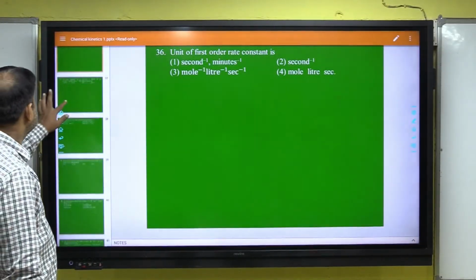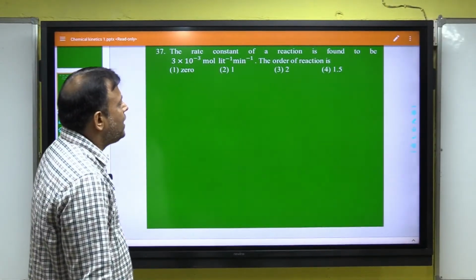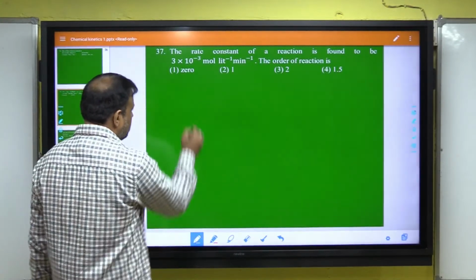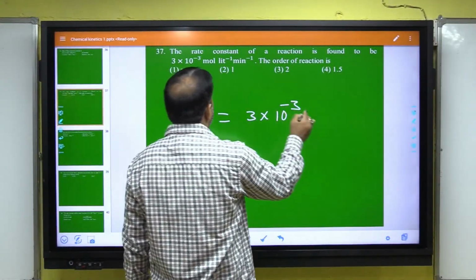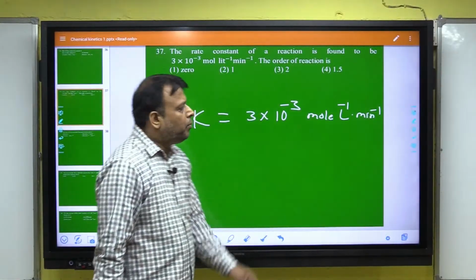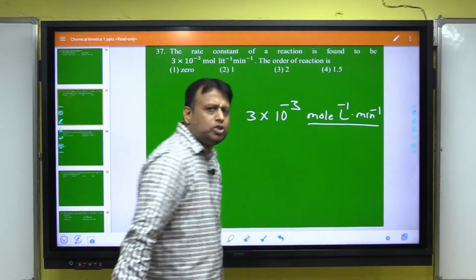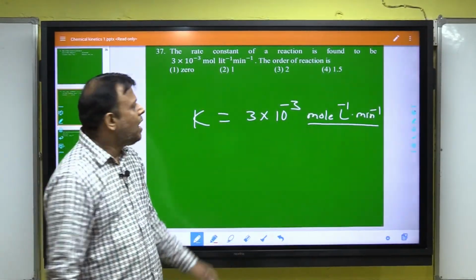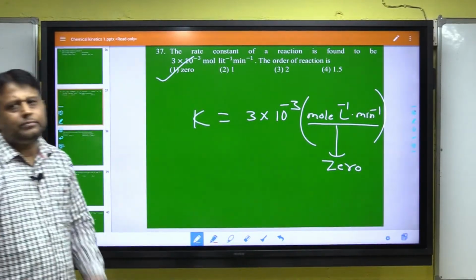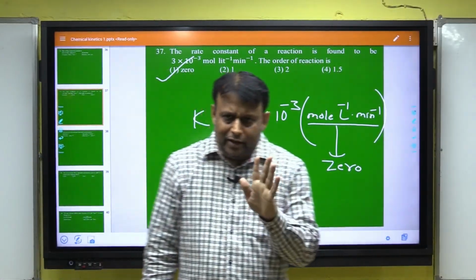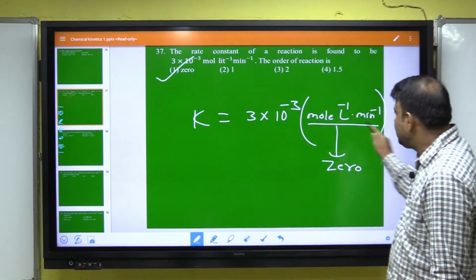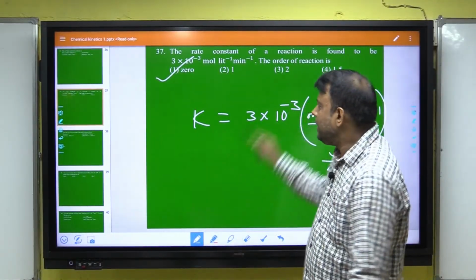Question number 37. The rate constant of a reaction is found to be, listen, look at the board, K is equal to 3 into 10 to the power -3 mole per liter, that means mole per liter per minute. And it is the unit for zero order. Do not look at the value, you do not get the answer from the value, only from the order. So we have to remember that it is only for zero order, and hence option first is correct. Is it clear? Listen, K is given with unit, and this unit is only applicable for zero order reaction, and hence order of reaction is 0.